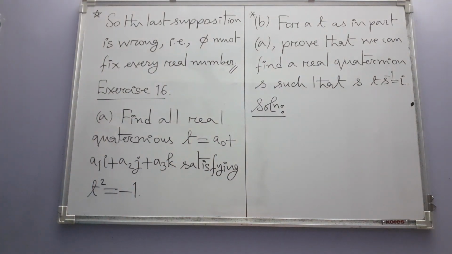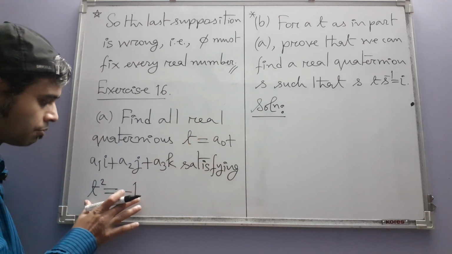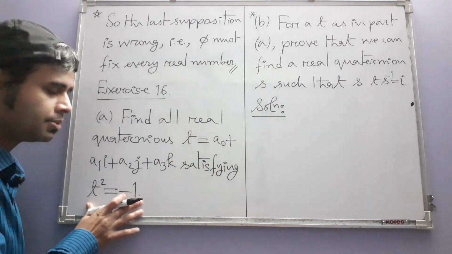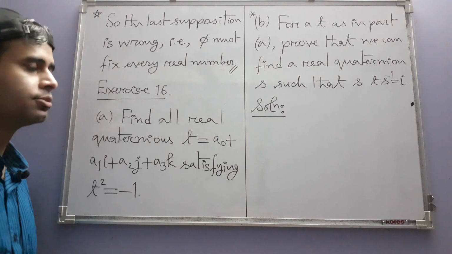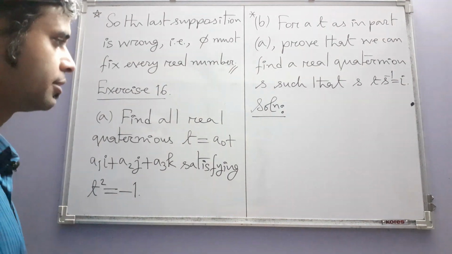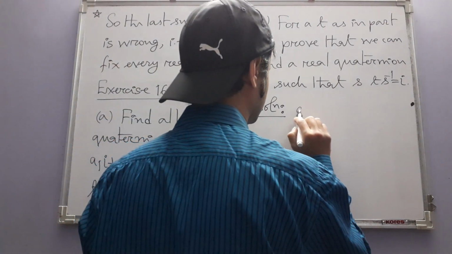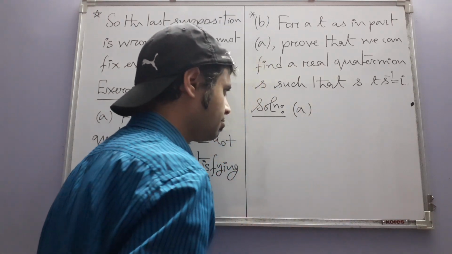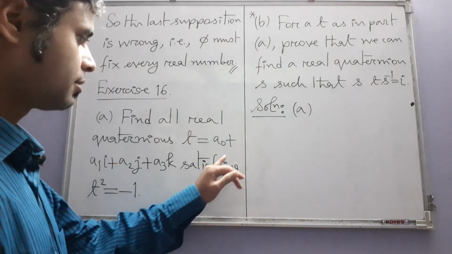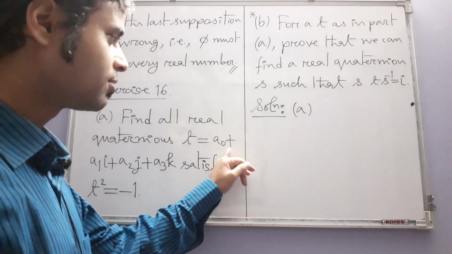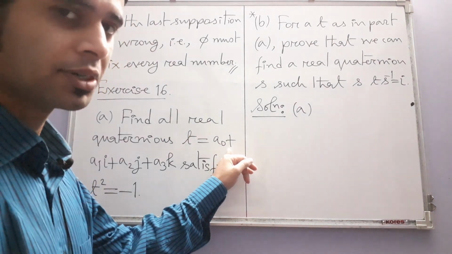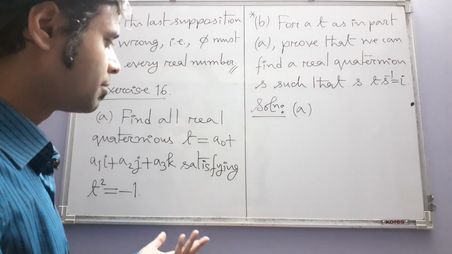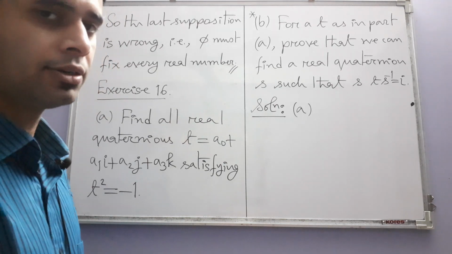So we just have to work with this equation. That means we have to calculate t square. So let's first calculate t square. So that means we now have to use that awful quaternion multiplication, because we want to calculate t square, but as we will see, it's not that bad also.